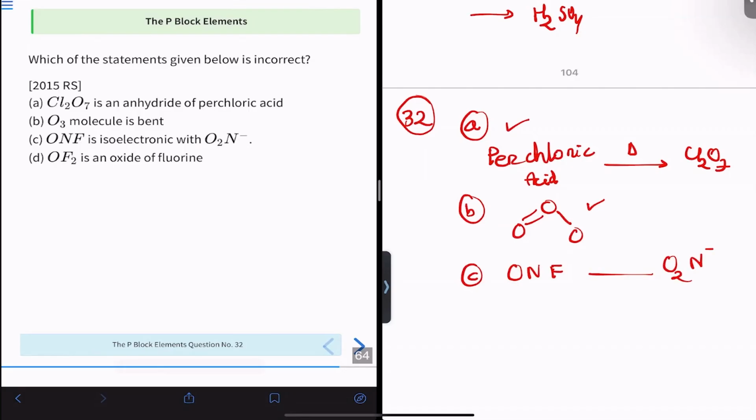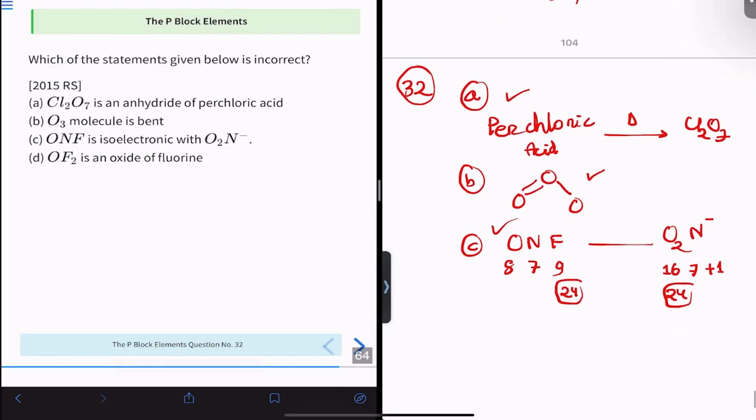What do you mean by isoelectronic? Isoelectronic means both the compounds have the same number of electrons. How many electrons does ONF have? Oxygen has 8, nitrogen has 7, fluorine has 9. Total will be 24. And how many electrons does O2 minus have? 8 plus 8, 16. Nitrogen is 7 plus 1. Negative charge is 1. So total is 24.